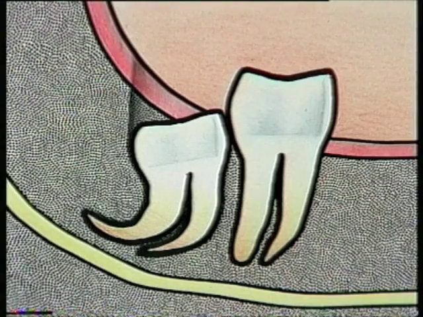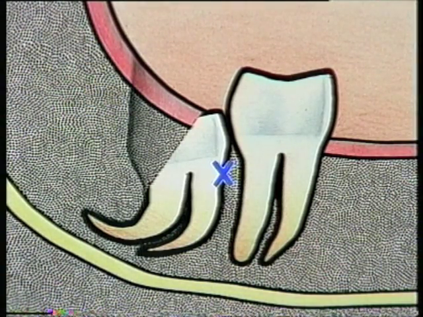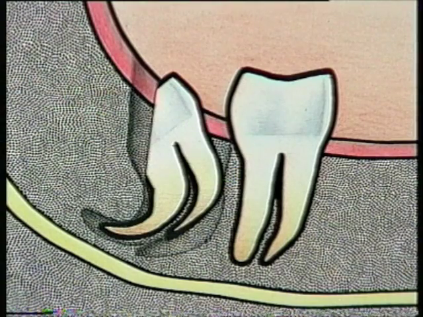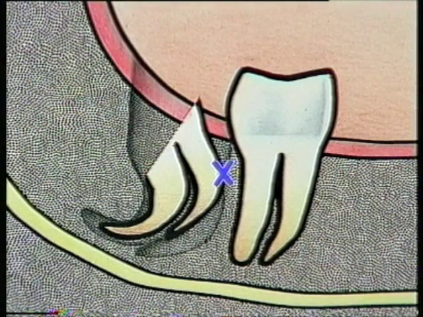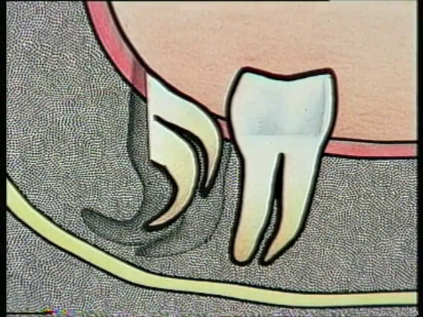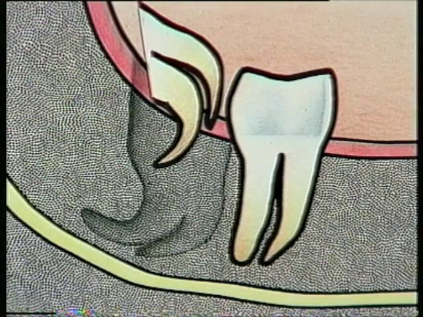The first section removes the distal portion of the crown. An elevator is then applied mesially to rotate the tooth to this position. The crown is finally divided here. Mesial application of an elevator rotates the tooth upwards and backwards. This allows the tooth to be elevated out of the socket without damaging the roots.